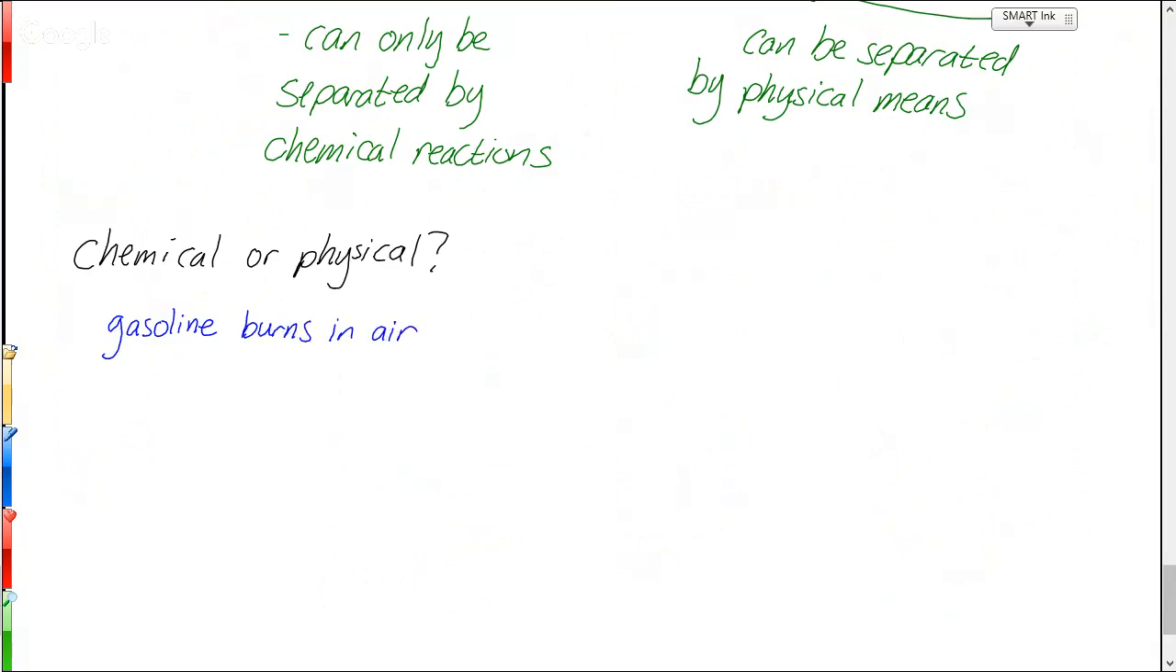Gasoline burns in air. Would you call that chemical or physical? Chemical. It is chemical. Why? How do you know? When the gasoline burns in the air, it's creating heat. Yeah, so that's one, is that you know that that's creating heat. Okay, so that's a sign. What's another sign that this is a chemical reaction? Any ideas?